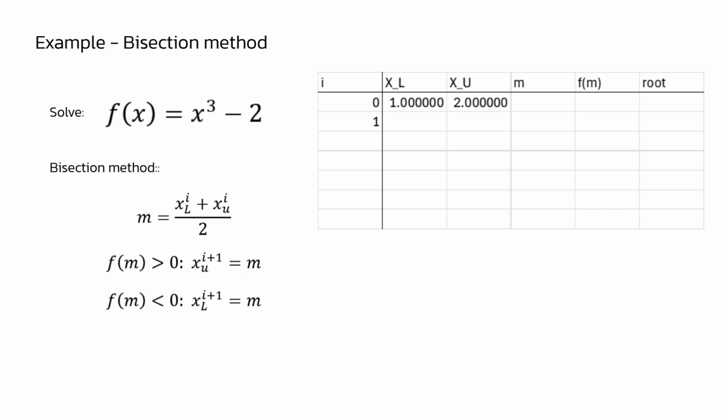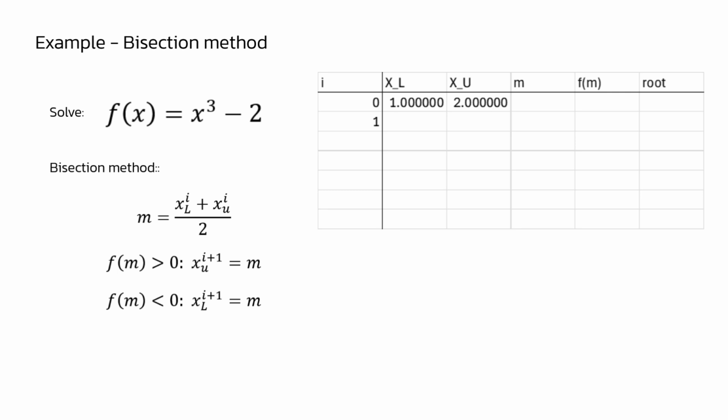Hi everyone. So I just want to give you a tutorial on how to solve your root finding problems for the numerical method class. In this example, I want to solve the function x cubed minus 2 by using the bisection method. And our initial guesses that are given are 1 and 2. So the lower x is 1.0 and upper x is 2.0.